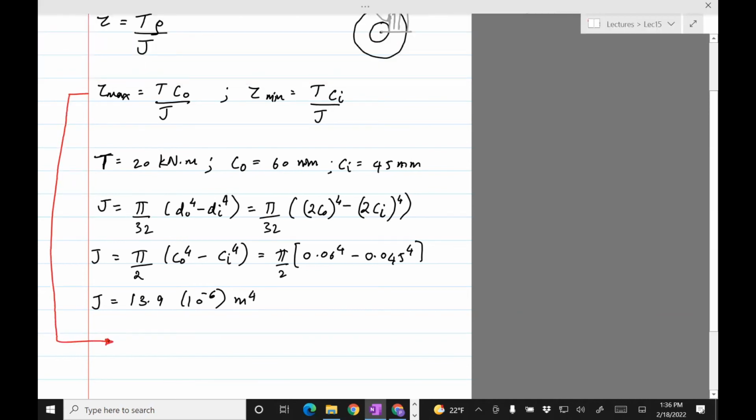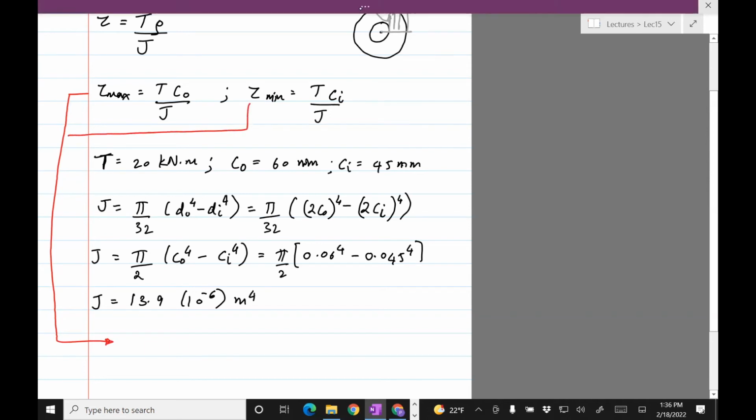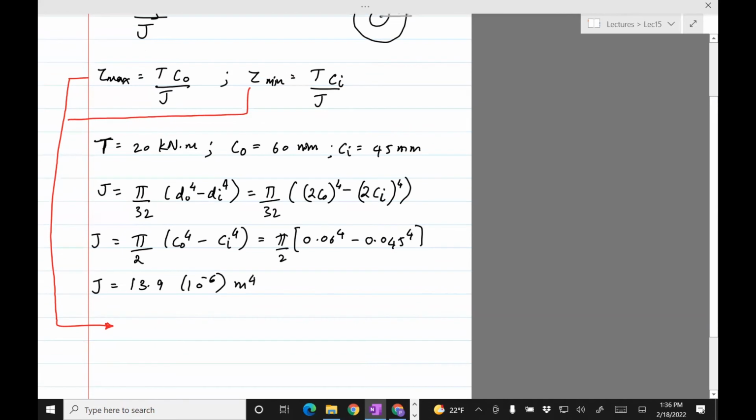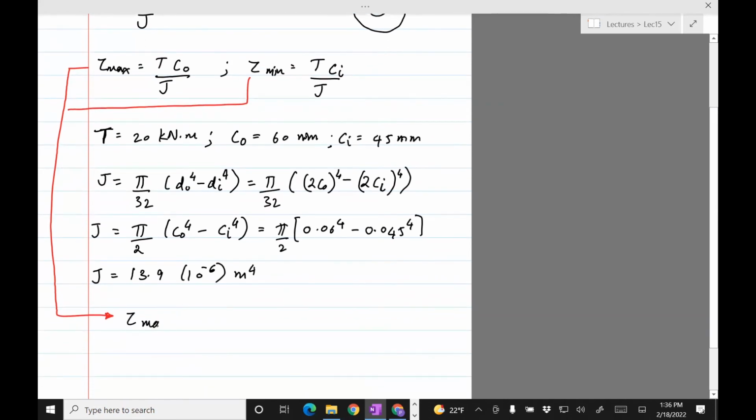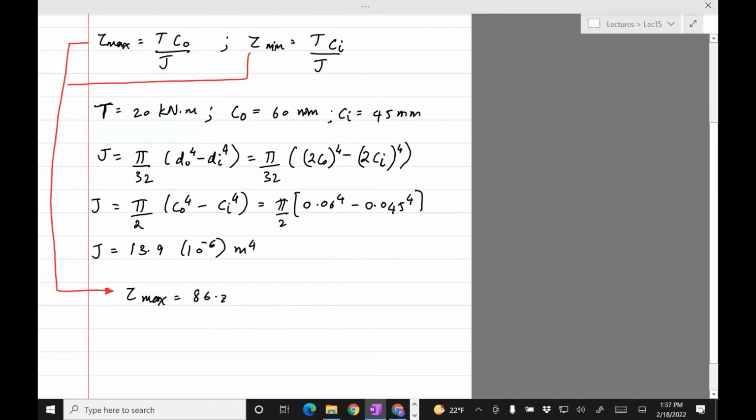Okay, and then using these formulas, tau max equals 86.2 MPa. Tau min is 64.7.